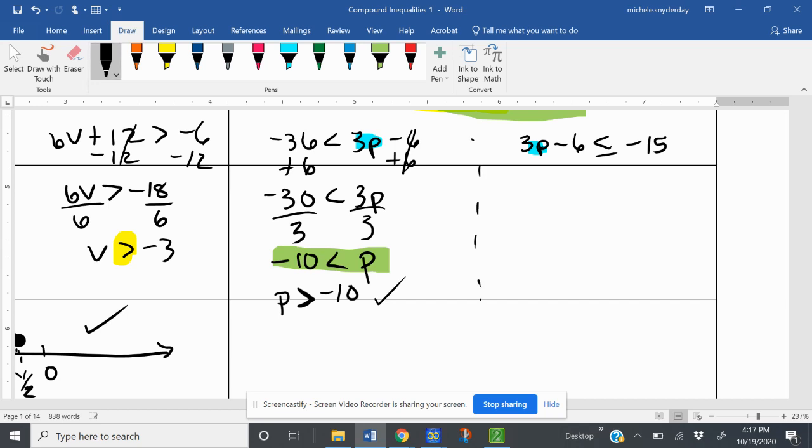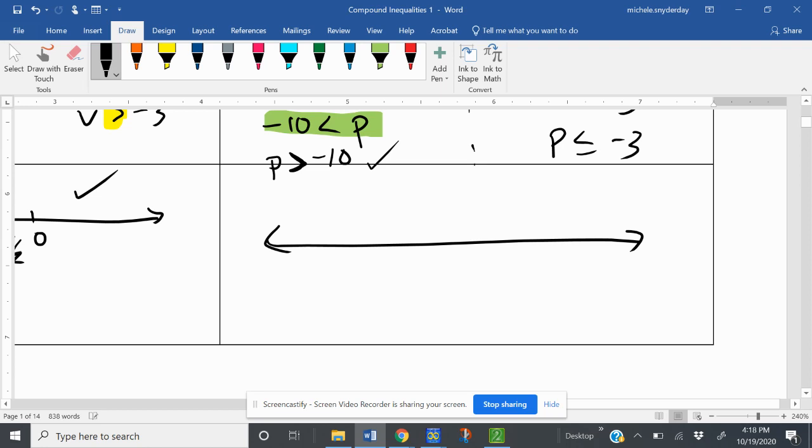Going to the second inequality. The steps are the same. We need to add 6 to both sides, and you'll notice that's what we did over here. We added 6 to both sides. This leaves us with 3p on the left-hand side, and negative 15 plus 6 is a negative 9. Divide both sides by 3. Once again, if you look over here, that's exactly what we did. And we have p is less than or equal to negative 3. So we will graph these.